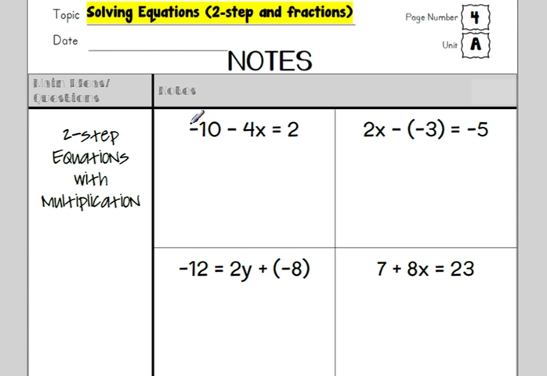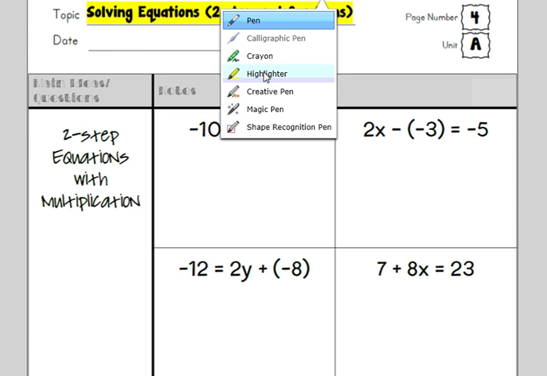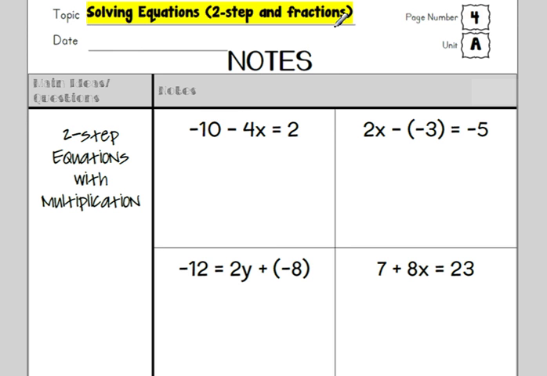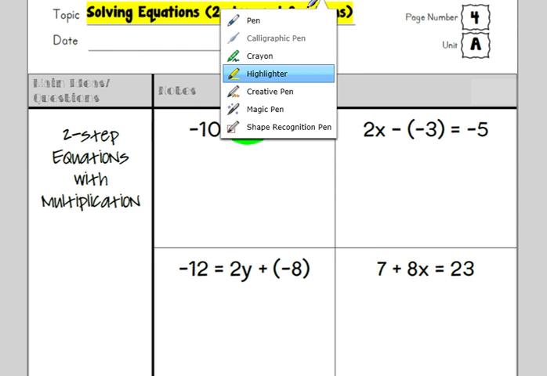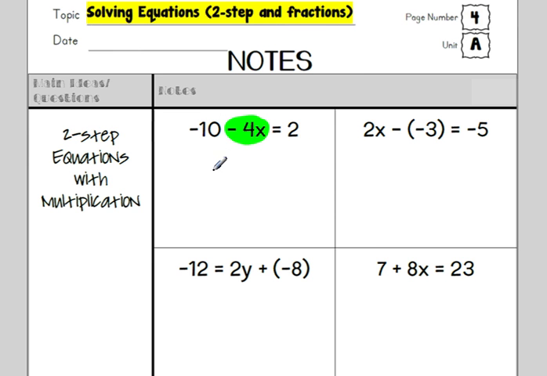So the first equation says -10 minus 4x equals 2. So we need to first identify which piece of our equation we are trying to get by itself. We know the goal of solving an equation is to isolate the variable, so we need to isolate this portion of the equation first. So we can't do anything with this -4 yet. We have to first get rid of that -10. So in order to get rid of this -10, we are going to add 10 to both sides. So making sure that what you do to one side, you do to the other side.